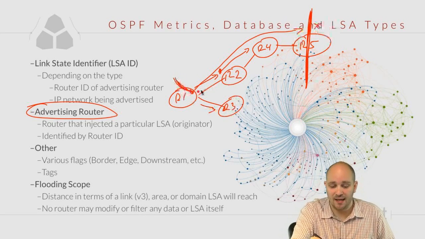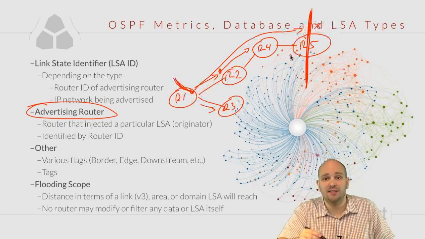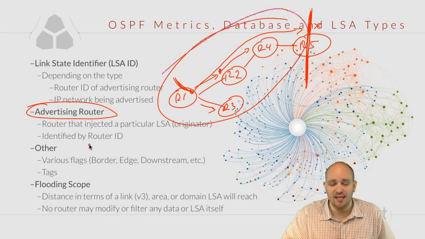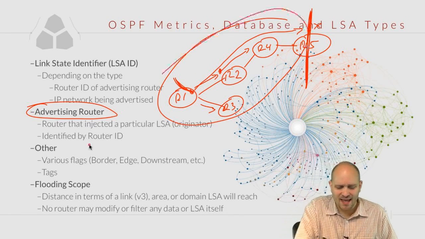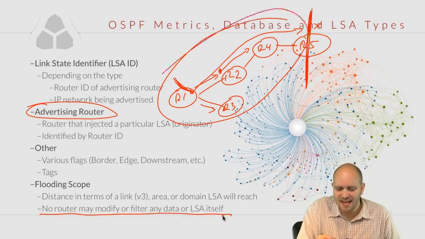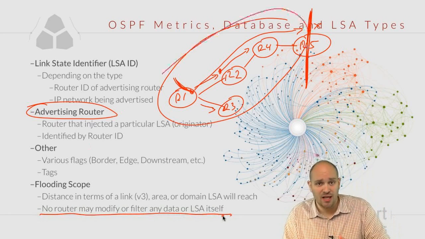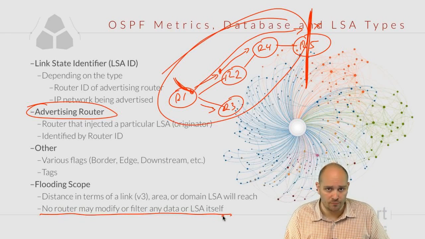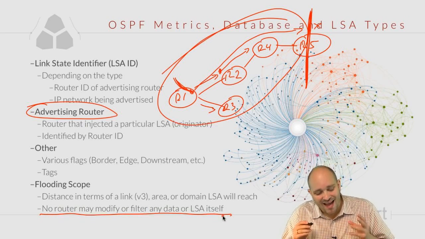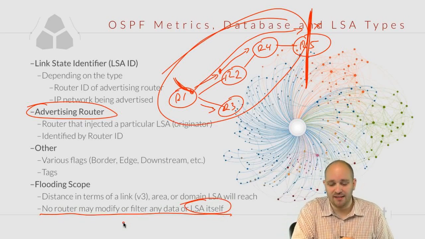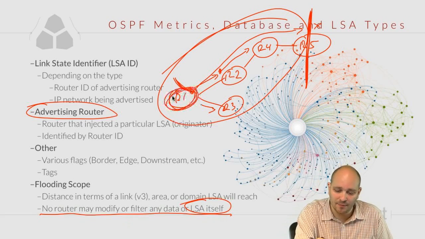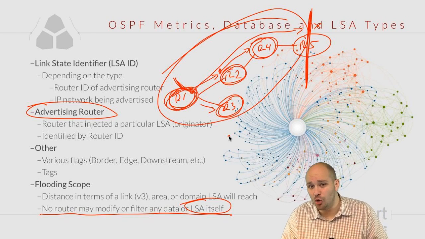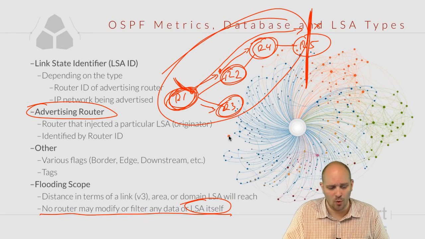So for this LSA, for type 1, we can say that the flooding scope was within the area. But it also means that within this area, this LSA cannot be modified in any way. It cannot be changed. That means that no information in this LSA can be modified, added, or removed, not even the metric, and the LSA itself cannot be filtered. So if it exists in the database here, it must exist within its flooding scope. It cannot be filtered in any way.